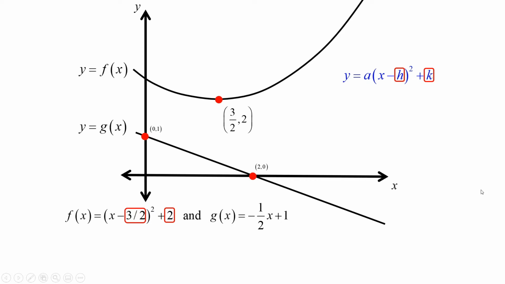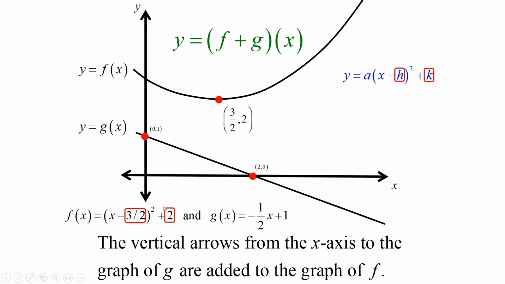Now here's the concept of using two given graphs to come up with the graph of the sum of those two given graphs. It's very simple. I'm adding this linear function g to the quadratic function f. Now, let's keep it very simple. The vertical arrows from the x-axis to the graph of g, the blue ones are positive, the red ones negative values, are simply added to the graph of f.